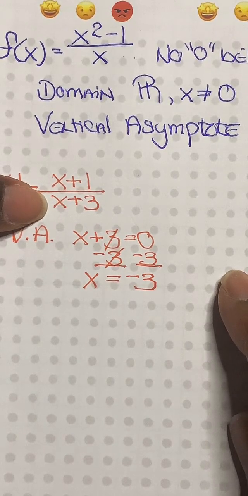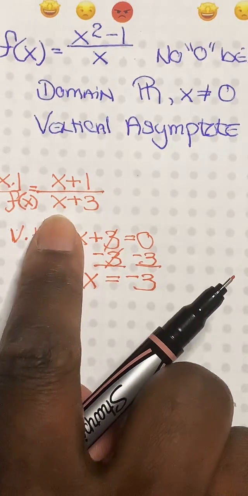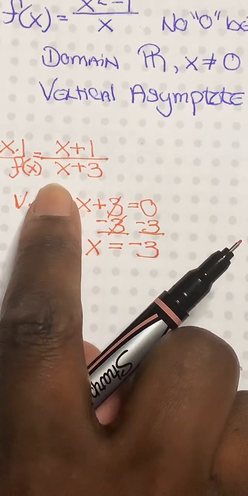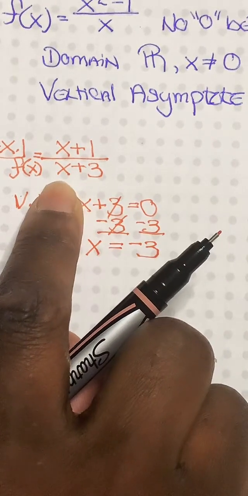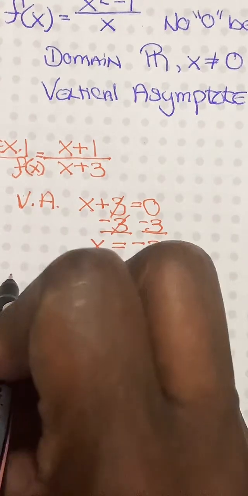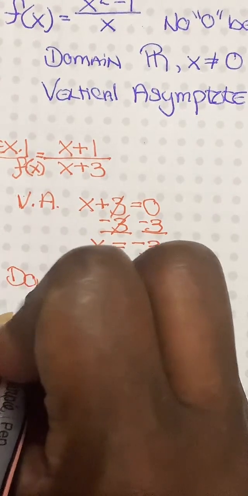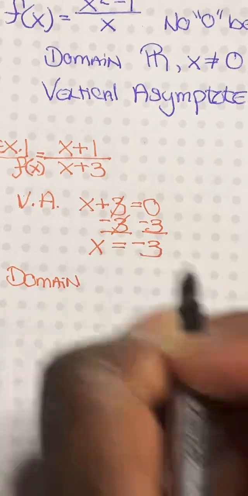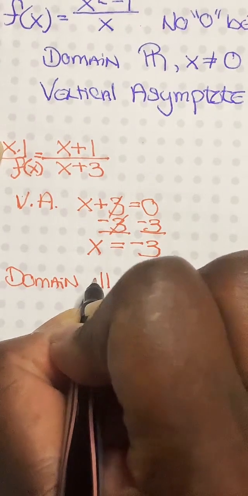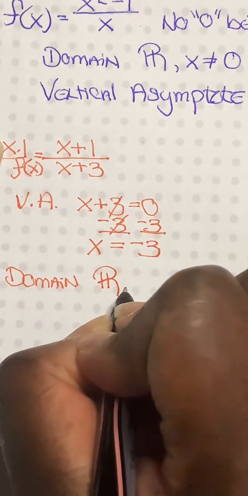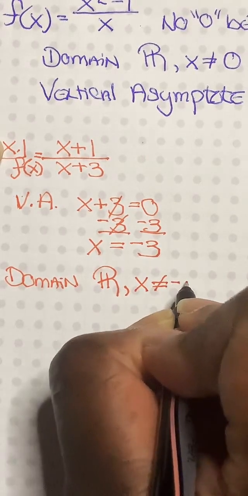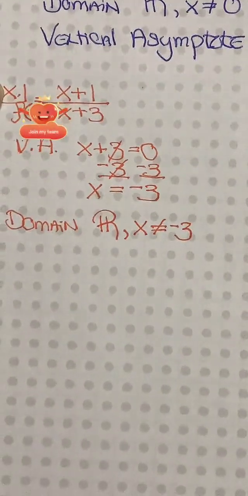So with that being said, I can put any number at all for the x except for -3. So that's when I'm coming down to talk about my domain. Okay? So my domain can be all real numbers except for x cannot equal -3.